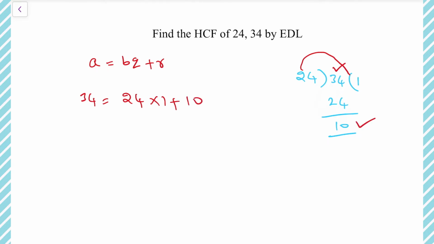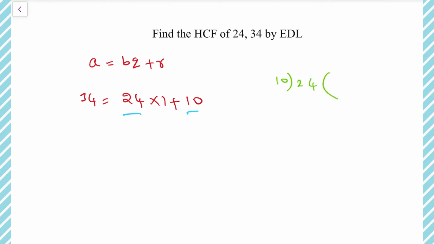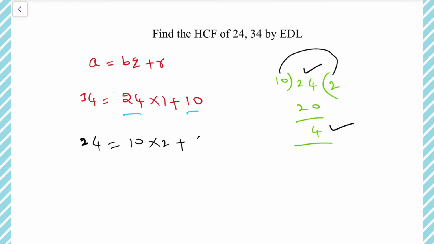Now from this we need to pick the divisor and the remainder. We need to continue the division process until we get the remainder as 0. So 10 and 24. Do division again. 10 2s are 20, remainder 4. Again this we need to write in the form of a equals bq plus r. That is dividend equals divisor into quotient, 10 into 2, plus remainder 4.